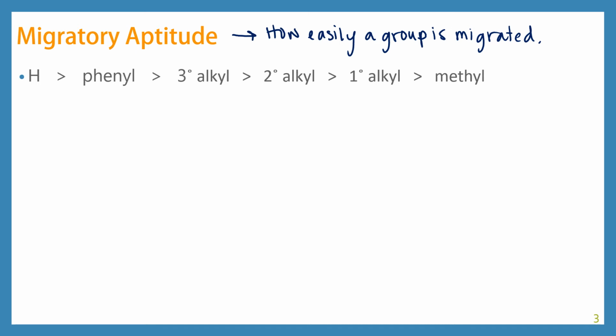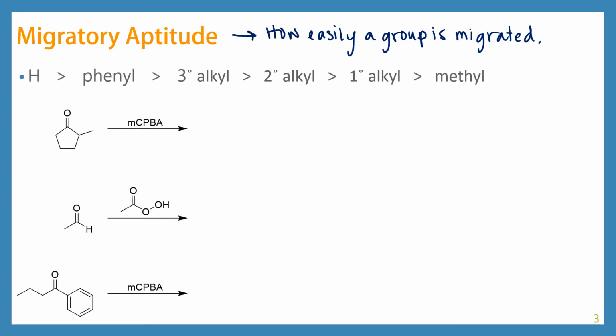the stabilization provided by hyperconjugation and electron donation of more alkyl groups. But the hydrogen kind of stands out from that just because its size allows it to move easily. So if we look at these examples here, we can practice this. Go ahead and pause and try to determine where the oxygen will be inserted in each of these reactions.